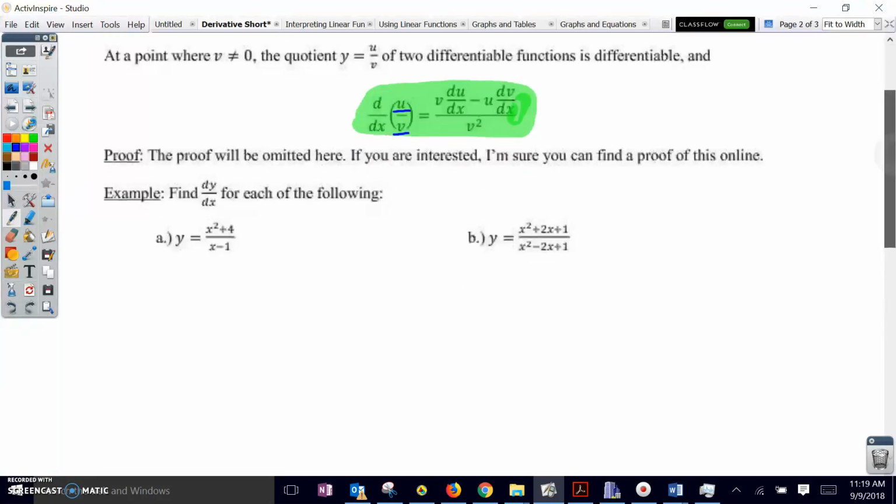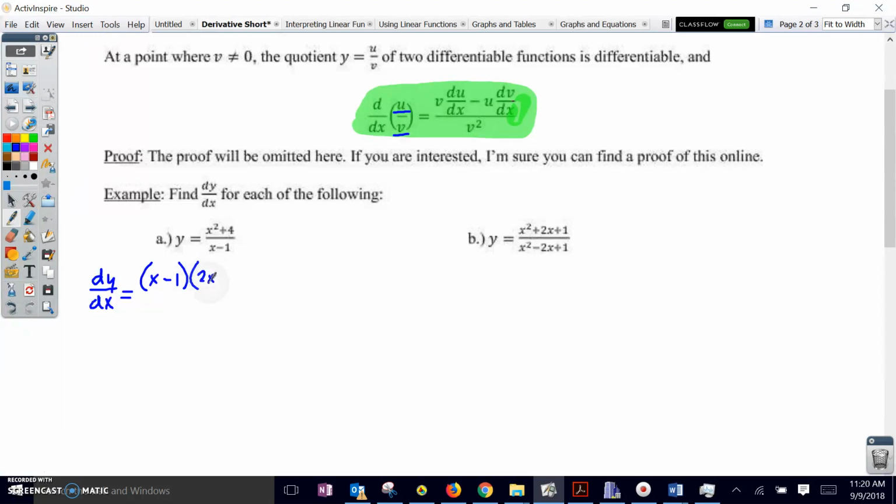So here we go. Let's apply the quotient rule. y equals x squared plus 4 over x minus 1. And so dy dx is equal to low times the derivative of high, minus high times the derivative of low. I'm going to square the bottom, and away I go. Now all I need to do is simplify what I see in the numerator.